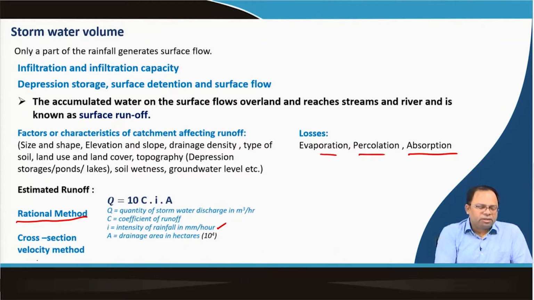Then the cross section velocity method is basically when the water goes into a stream and then flows along the stream, we can measure the profile of the cross section of the stream, and then based on the velocity of water in the stream, we can determine the quantity of flow, or the quantity of runoff as well. So, these are the two methods which we have learnt earlier.